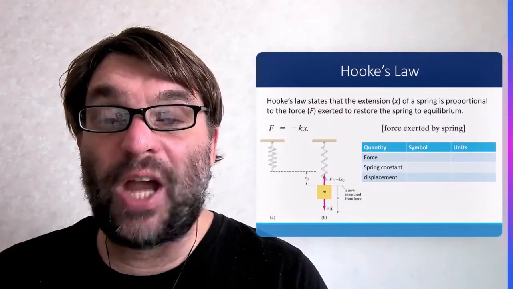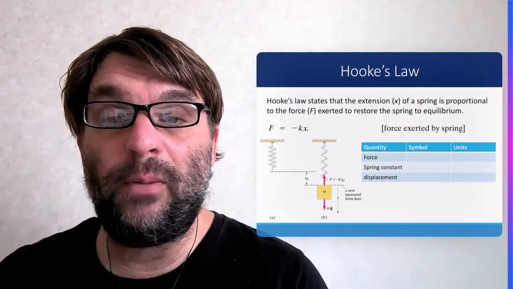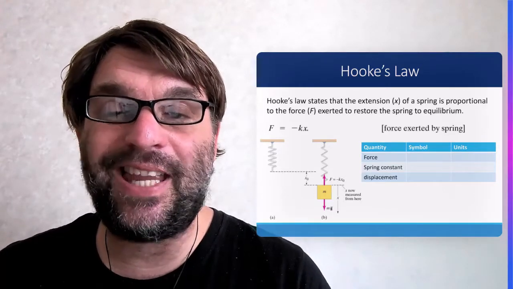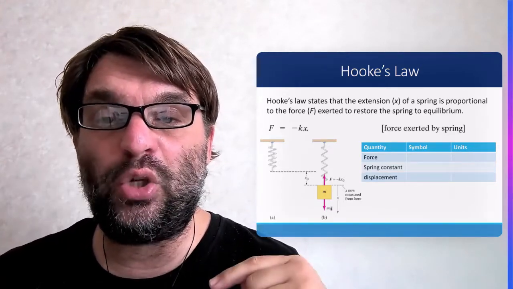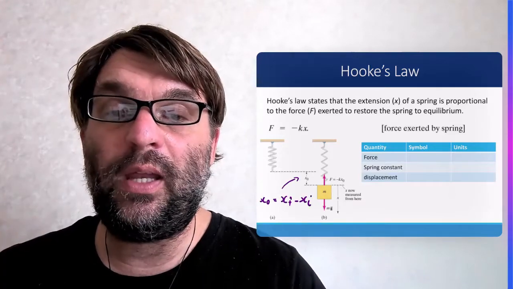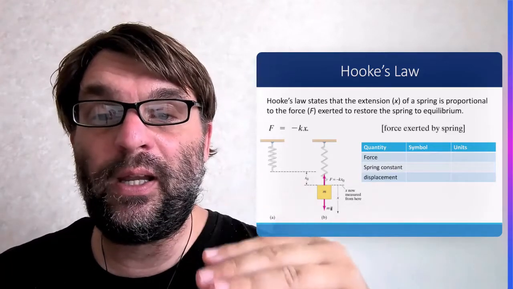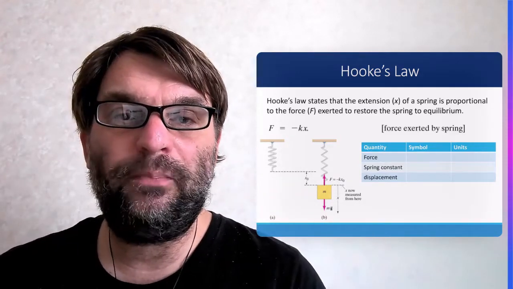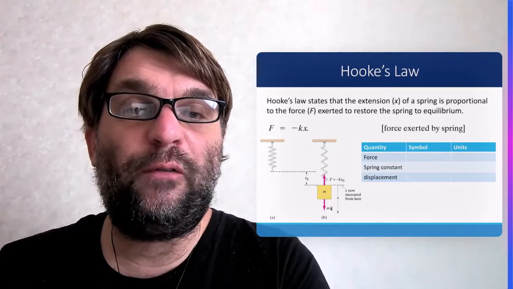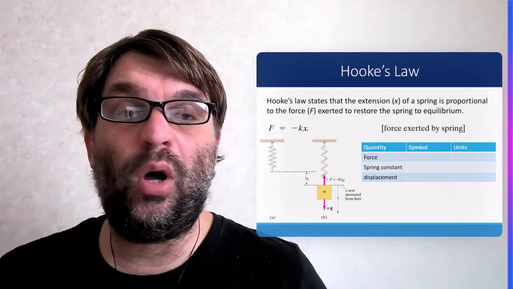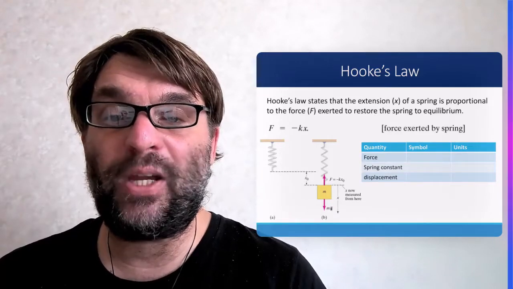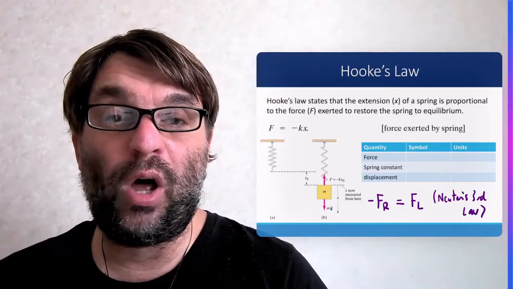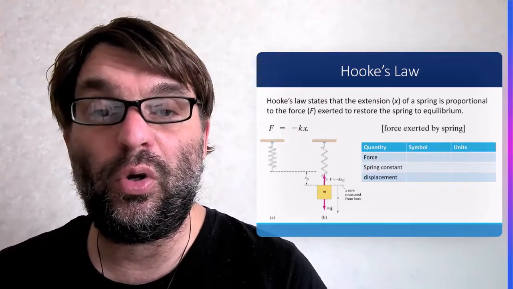So in terms of shapes and forces, Hooke's law is also an important concept to learn. So Hooke's law basically states that the extension, which is the distance between the original length of the spring and the new length of the spring when you apply a load to it, a weight force, is going to be proportional to the force exerted to restore the spring back to equilibrium. Okay, and that will be equal and opposite to the load force that you will be applying. That's why it's a negative value, Newton's third law.